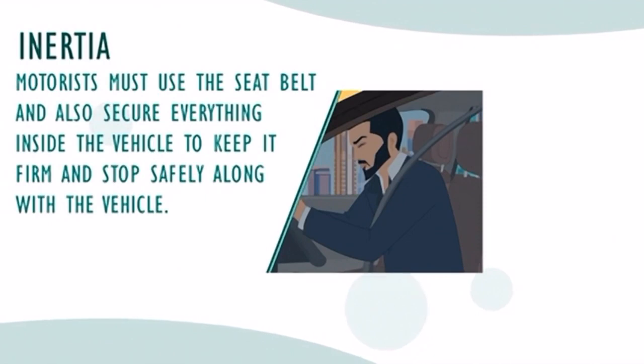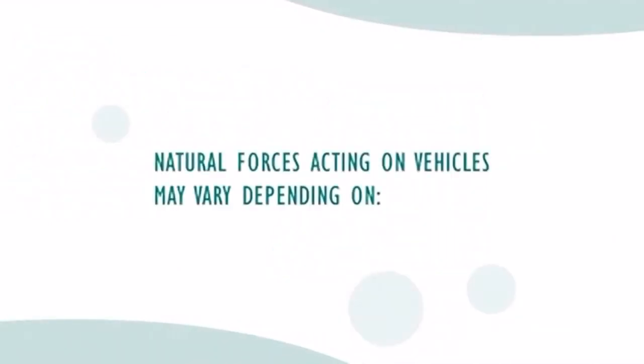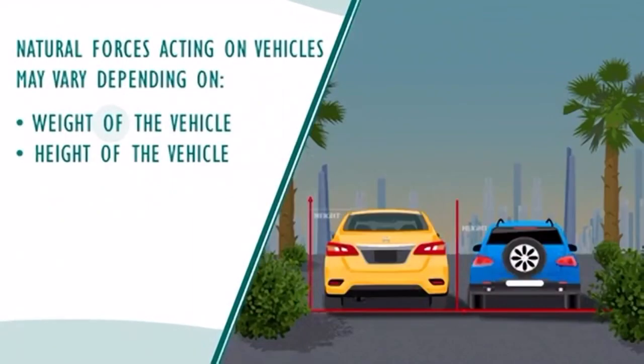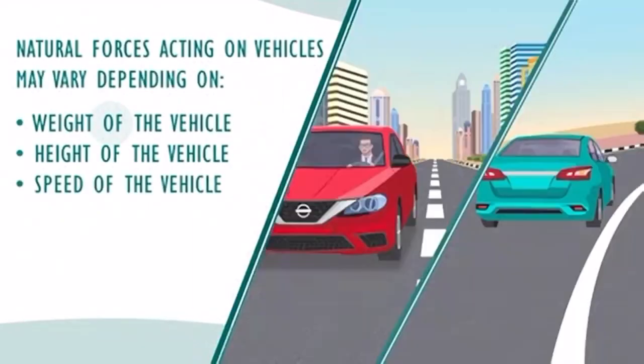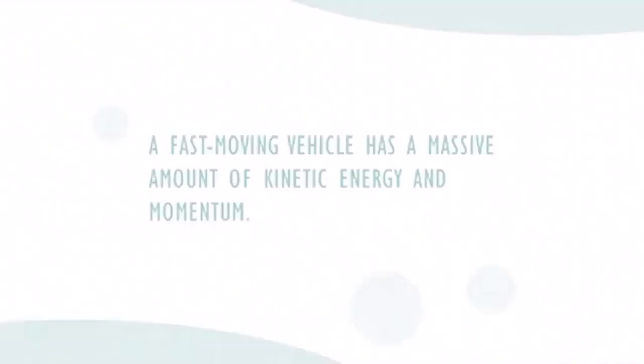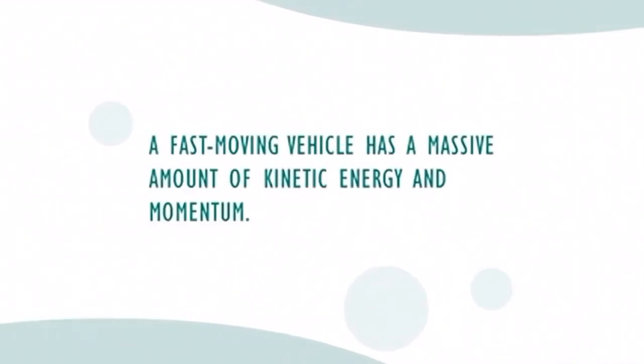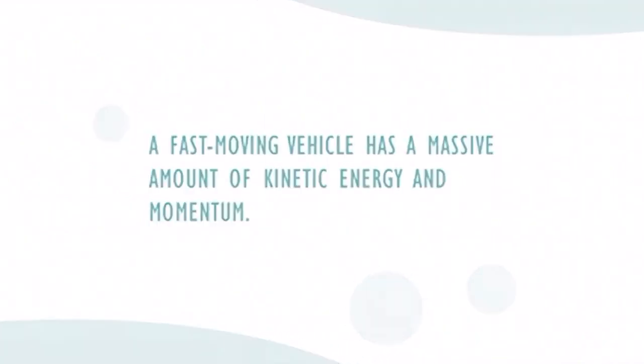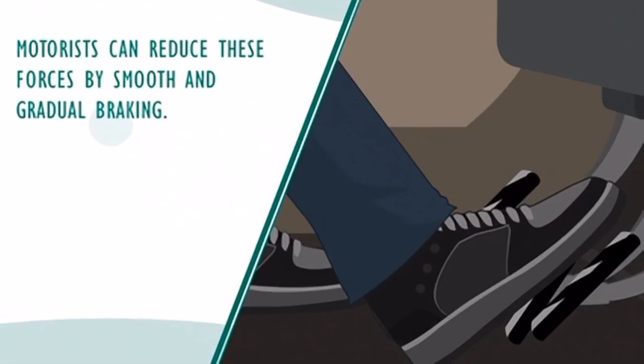Natural forces acting on vehicles may vary depending on weight of the vehicle, height of the vehicle, speed of the vehicle, position of the vehicle. A fast-moving vehicle has a massive amount of kinetic energy and momentum. Motorists can reduce these forces by smooth and gradual braking.